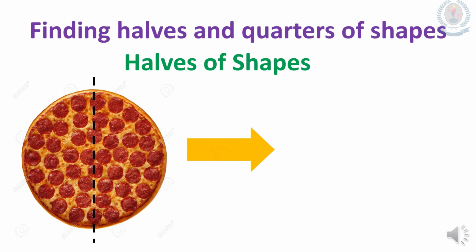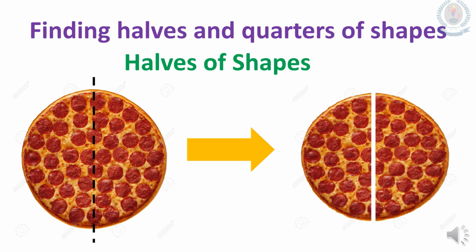Right? Then you can see two pieces. Two pieces of the same shape and size. Okay? Then we can say that the two pieces of pizza are equal in shape and size. Right? Now look at this. These two pieces of pizza are equal in shape and size.